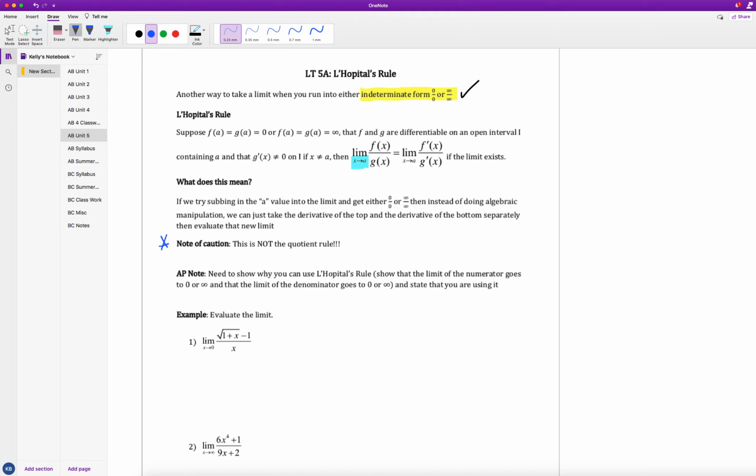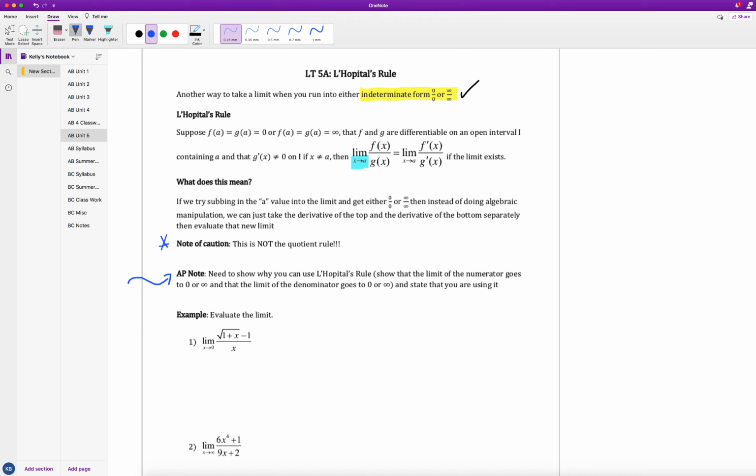I am separately taking the derivative of the top function and separately taking the derivative of the bottom. And something really important to note is that in order to use L'Hopital's Rule, just like when we use the intermediate value theorem, we have to explain and state how the conditions are met. So for L'Hopital's Rule, the condition that needs to be met is that when we do a direct sub in, we get 0 over 0 or infinity over infinity.